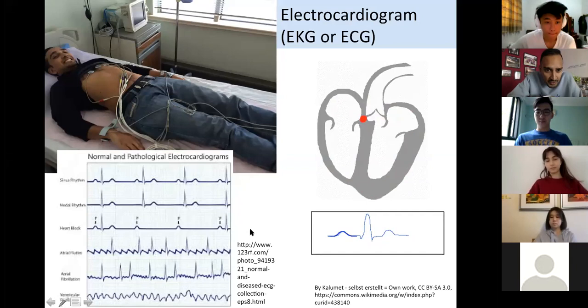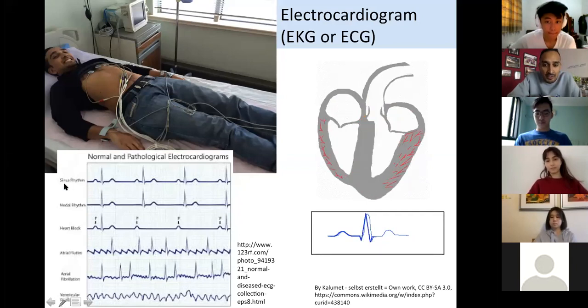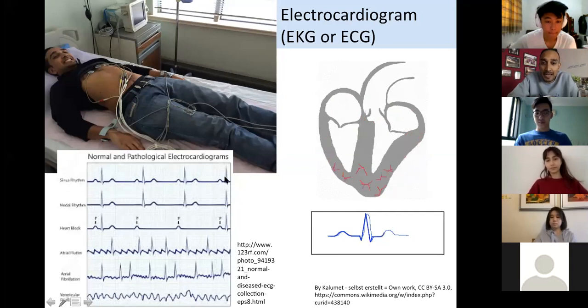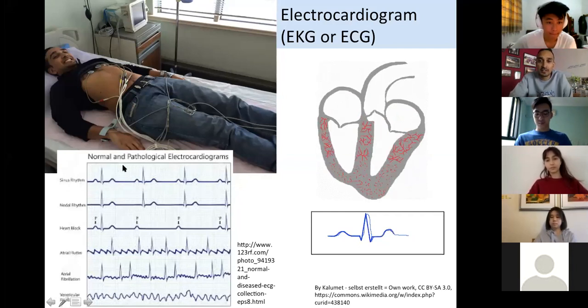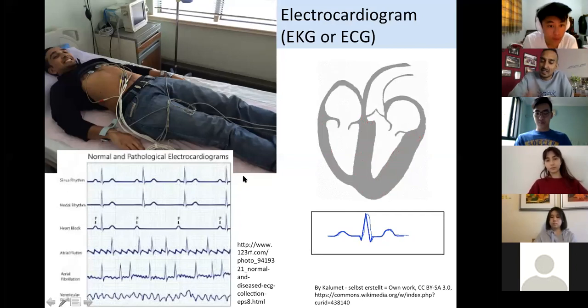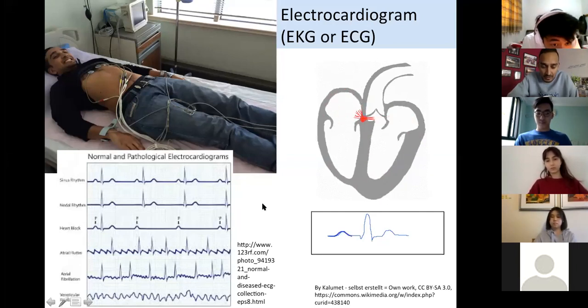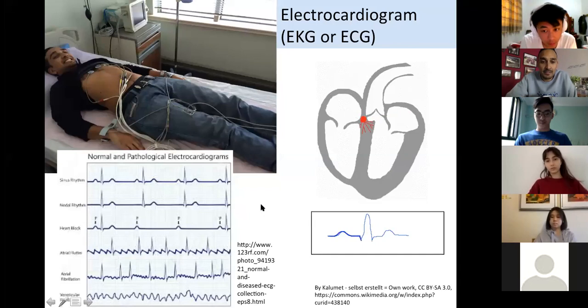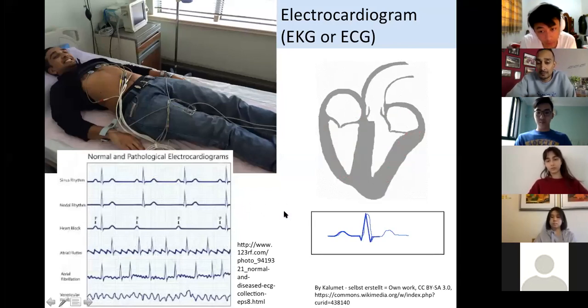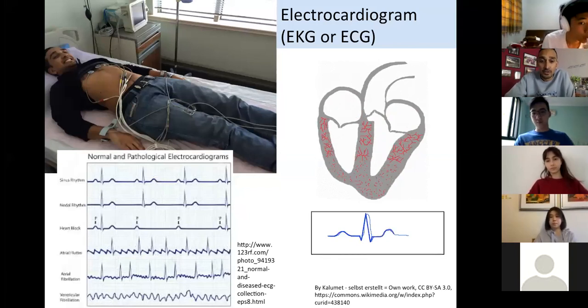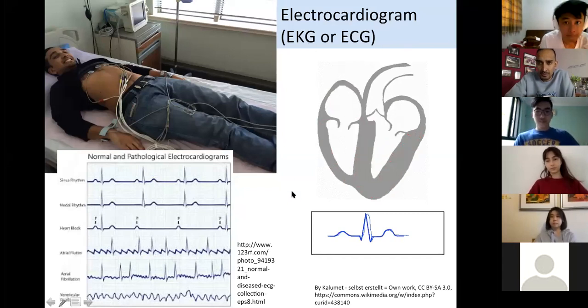So what you can see, I know the image is not great, but a typical pattern for electrical signaling of a heart should look something like this. Again, at a later time, you'll see what each of these bumps, each of these peaks and valleys, means. And then you can see what a doctor might look for in an unnatural ECG. So ECG or EKG, they're the same thing.